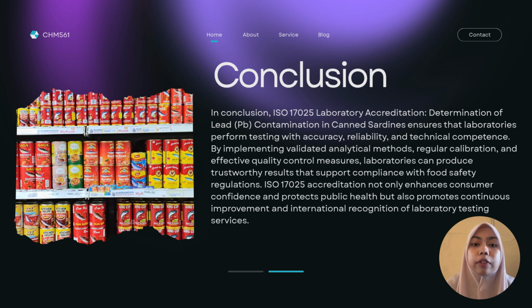Therefore, ISO 17025 accreditation remains an essential standard for laboratories involved in lab testing and supports continuous improvement in laboratory performance. So, that concludes my presentation.